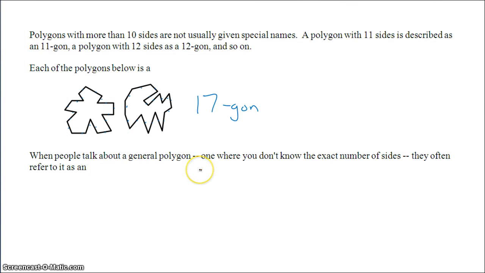In general, when we don't know the number of sides for a polygon, we're going to call that polygon an n-gon, where n is a number that stands for the number of sides. So an n-gon could be a triangle or a hexagon or a 25-gon. We just don't know how many sides at this particular moment.